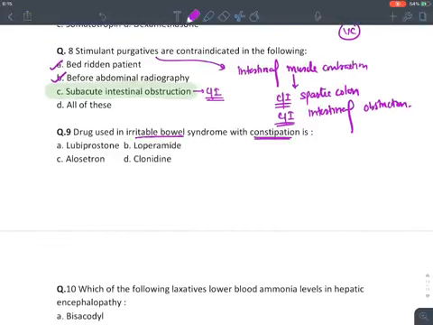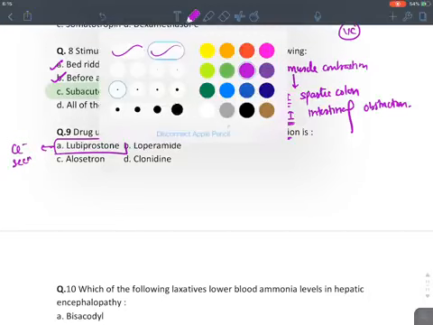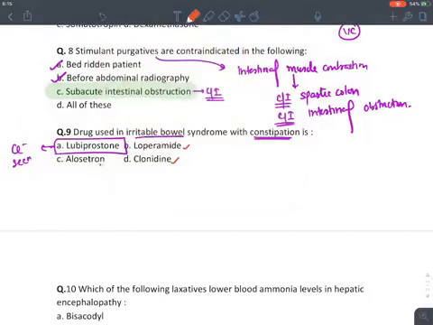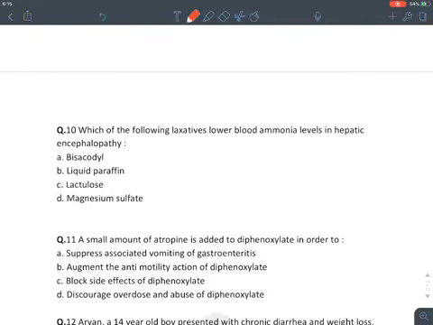The drug used in irritable bowel syndrome with constipation. The answer for this question we have already discussed is lubiprostone. It's a chloride secretor. But remember, what about loperamide, clonidine and alosetron? Remember, they are given for diarrhea predominant IBS. The reason is they reduce the motility of the intestine.